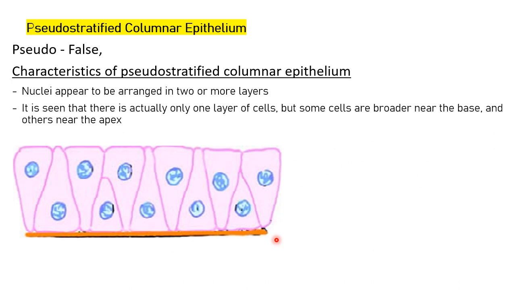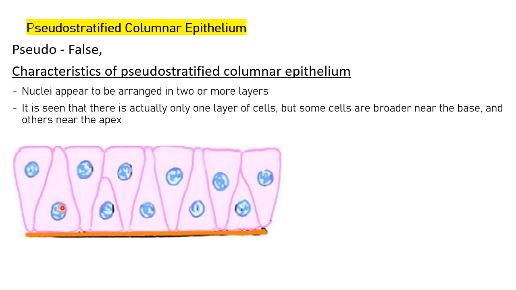Another characteristic is that there is usually only one layer of cells, but some cells are broader near the base and others are broader near the apex. As you can see here, some are broader near the base and the other ones are broader near the apex. This is the apical part, this is the basal part.